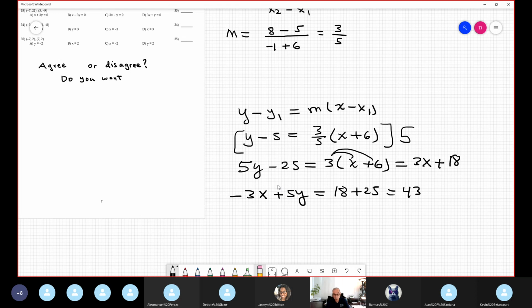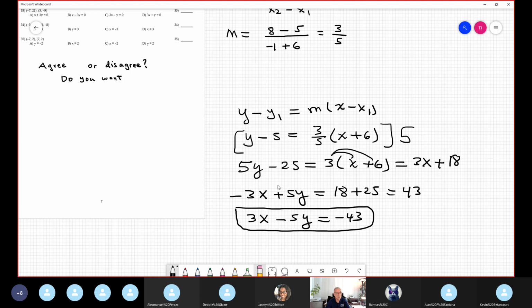I'll leave it like that. No, because it's not good to have a negative leading term. So you multiply the entire equation by negative 1. This allows me to change the signs. Negative 43. I suppose that this is the answer. Let me check it.